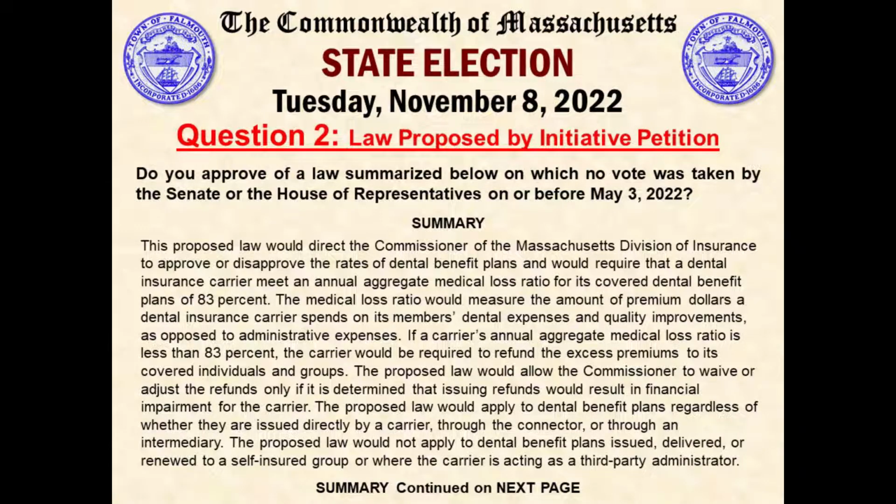The proposed law would apply to dental benefit plans regardless of whether they're issued directly by a carrier, through the connector, or through an intermediary. The proposed law would not apply to dental benefit plans issued, delivered, or renewed to a self-insured group, or where the carrier is acting as a third-party administrator.